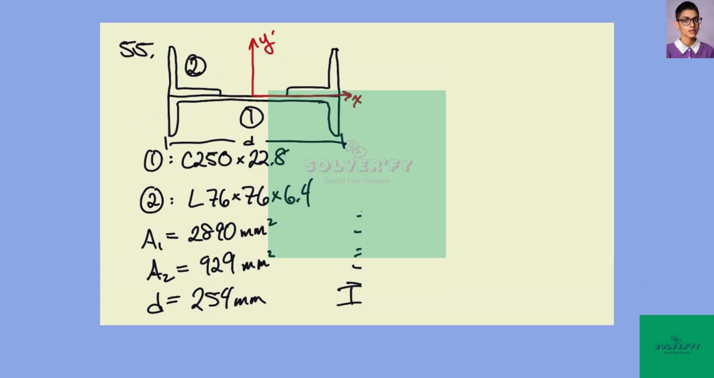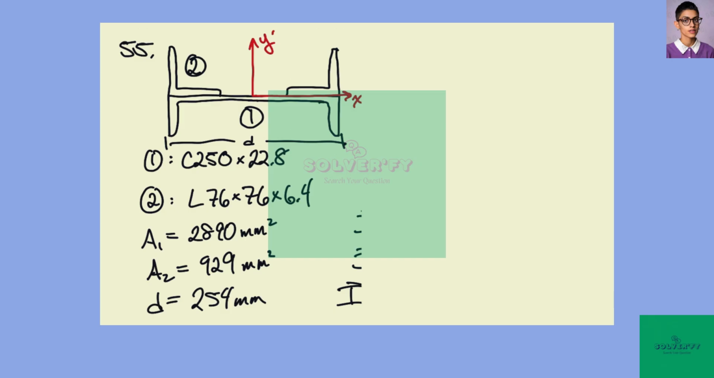So we're told that two L 76 by 76 by 6.4 millimeter angles are welded to a C 250 by 22.8 channel. And we want to determine the area moments of the combined section with respect to the centroidal axis, respectively parallel and perpendicular to the web of the channel. Okay, so these are our axes, and our centroid is going to be somewhere on here. We'll have to figure that out.